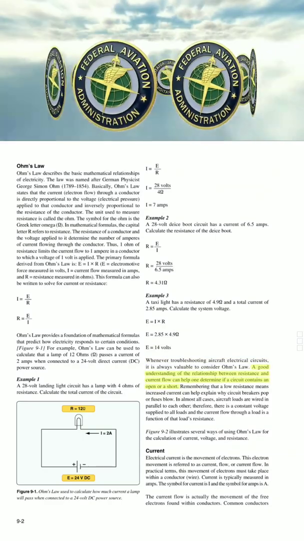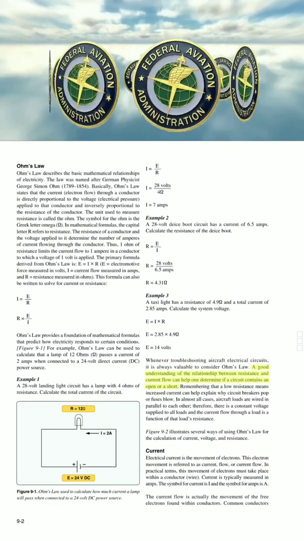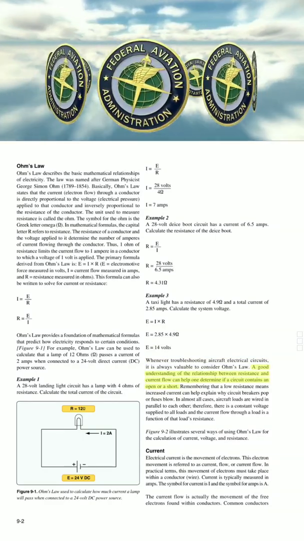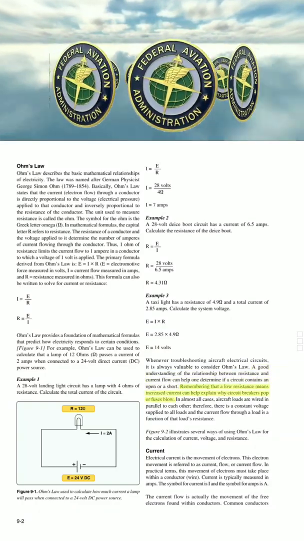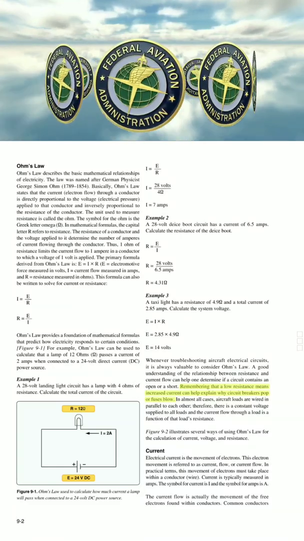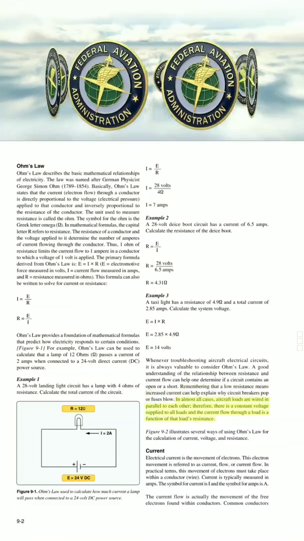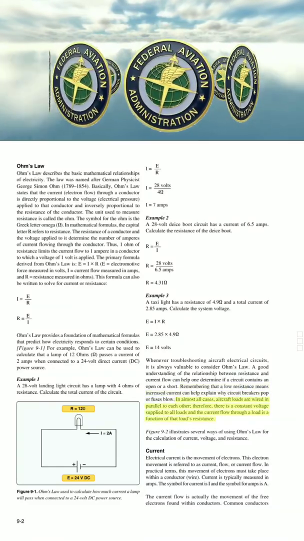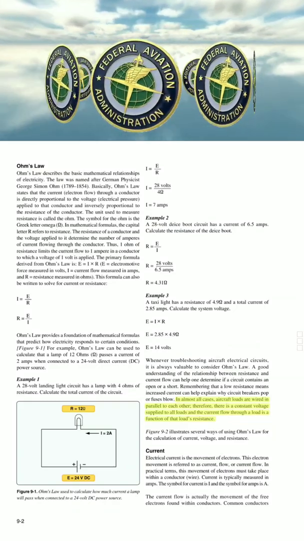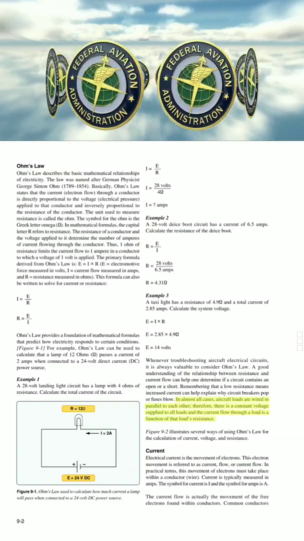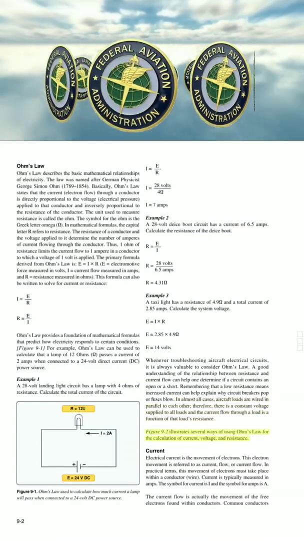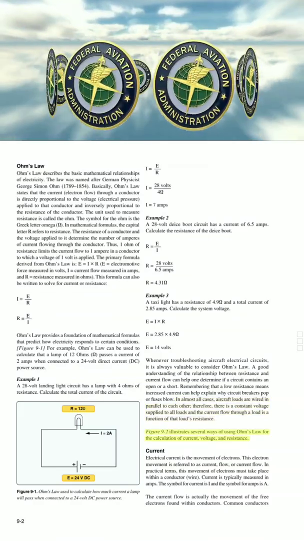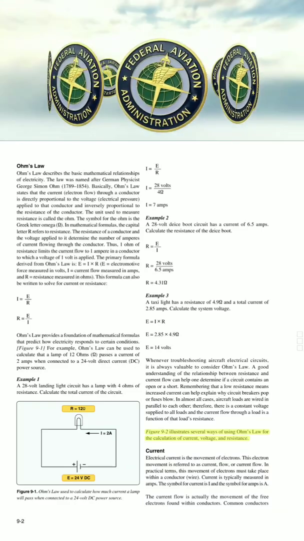Whenever troubleshooting aircraft electrical circuits, it is always valuable to consider Ohm's law. A good understanding of the relationship between resistance and current flow can help one determine if a circuit contains an open or a short. Remembering that a low resistance means increased current can help explain why circuit breakers pop or fuses blow. In almost all cases, aircraft loads are wired in parallel to each other, therefore, there is a constant voltage supplied to all loads, and the current flow through a load is a function of that load's resistance. Figure 9-2 illustrates several ways of using Ohm's law for the calculation of current, voltage, and resistance.